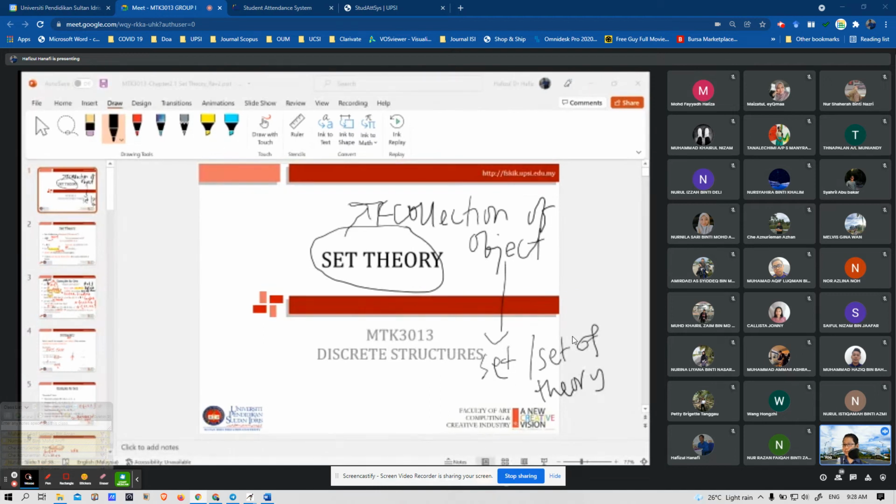The modern study of set theory was initiated by the German mathematicians Richard Dedekind and then Georg Cantor in the late 1870s. Cantor is considered the founder of set theory.